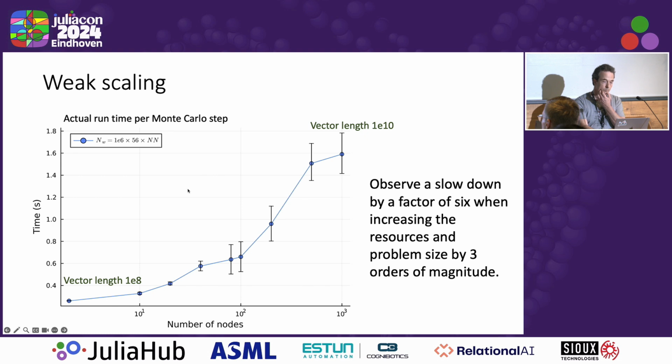In the weak scaling benchmark here, we actually went to 1,000 nodes. So this runs now on 1,000 nodes on a large-scale supercomputer, where we increase the number of walkers for the same problem, which basically increases the number of stored vector elements. Increasing that by three orders of magnitude, it slows down by a factor of 6, but it's still actually quite impressive.